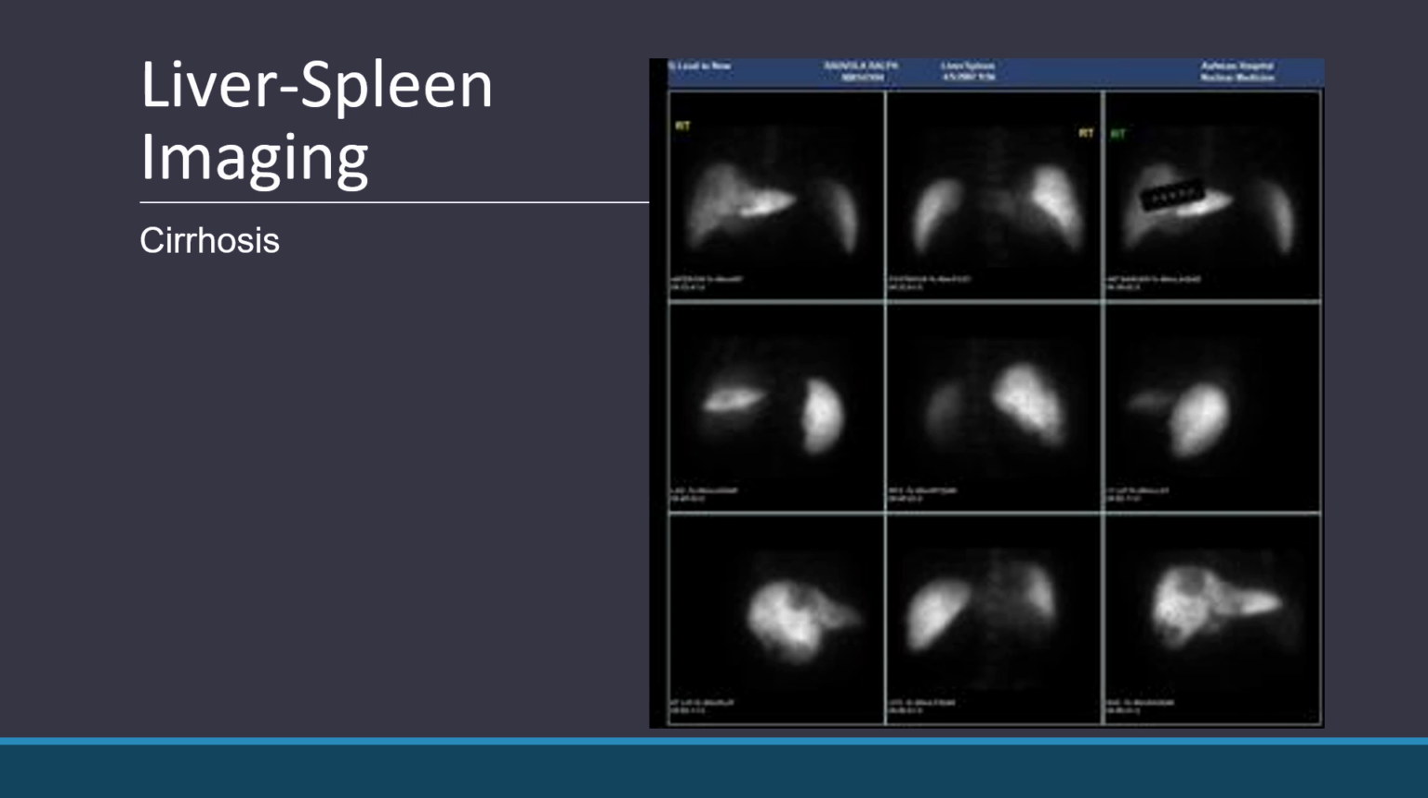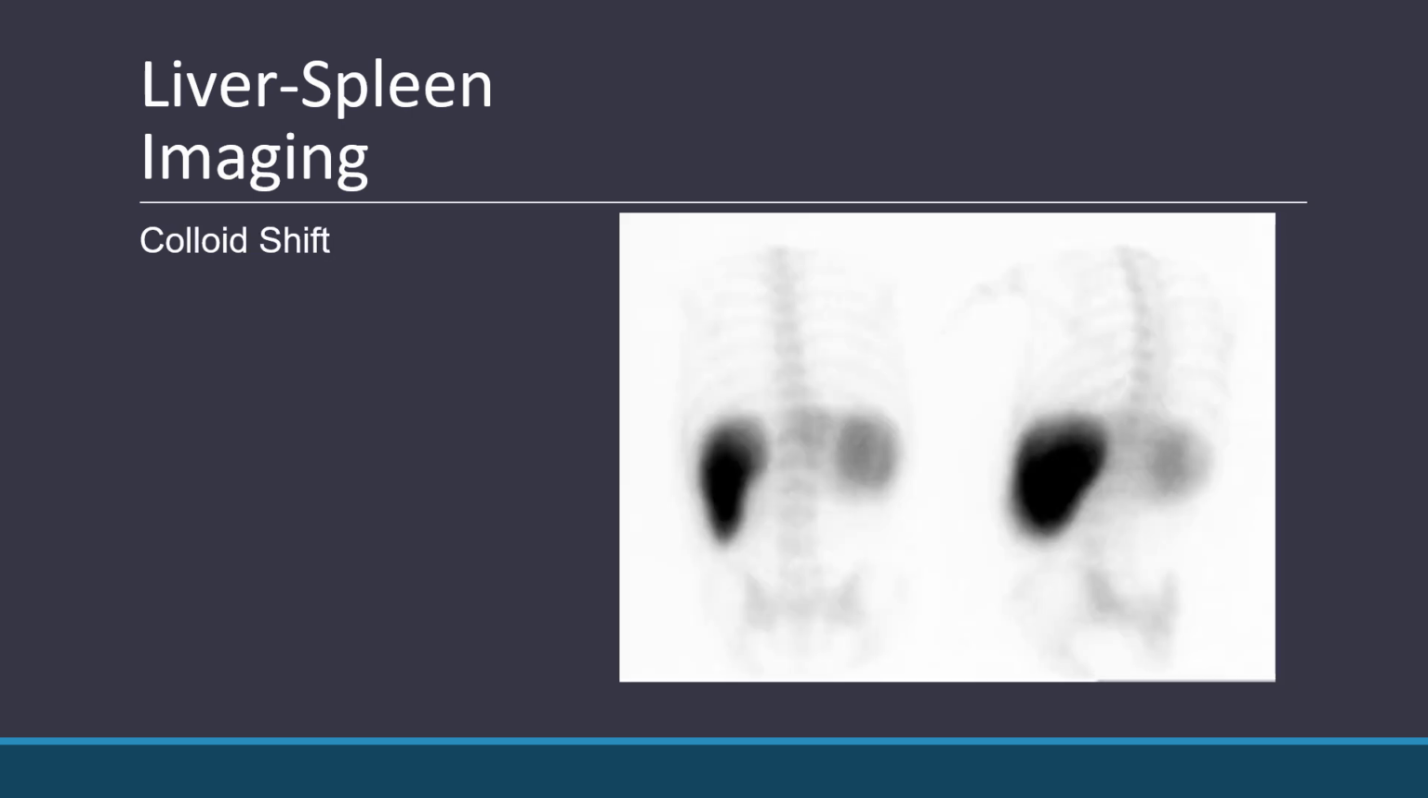This is an example of cirrhosis. You see the liver appears kind of mottled with some cold spots in it. You see a little bit more activity in the spleen and the bone marrow because the liver has a little bit decreased activity. And this is an example of colloidal shift.